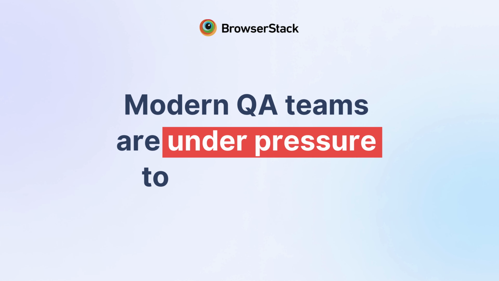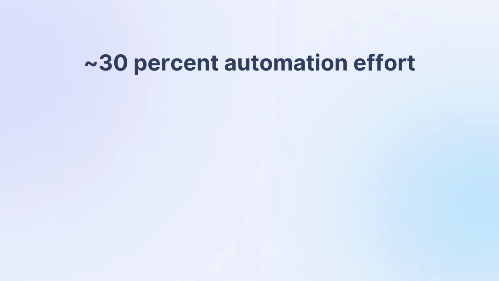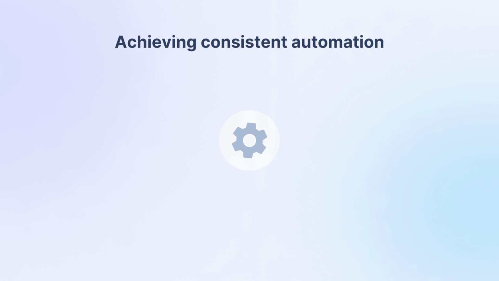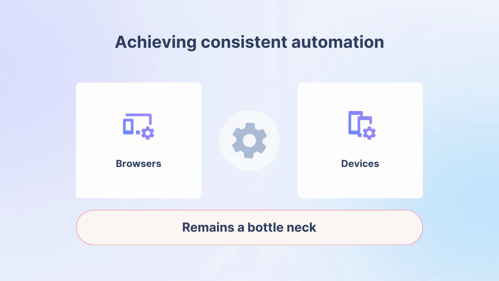Modern QA teams are under pressure to deliver faster, yet nearly 30% of automation effort still goes into maintaining and scaling tests, not running them. Despite advances in tooling, achieving consistent automation across browsers and devices remains one of the biggest bottlenecks in release velocity.